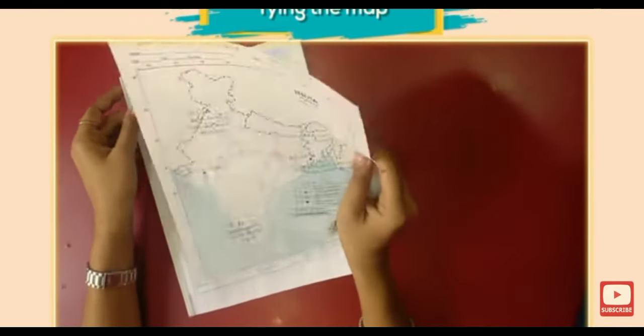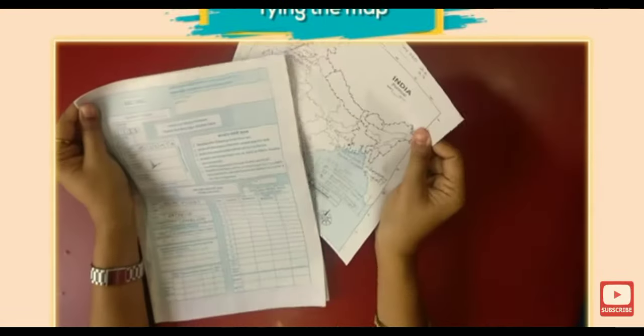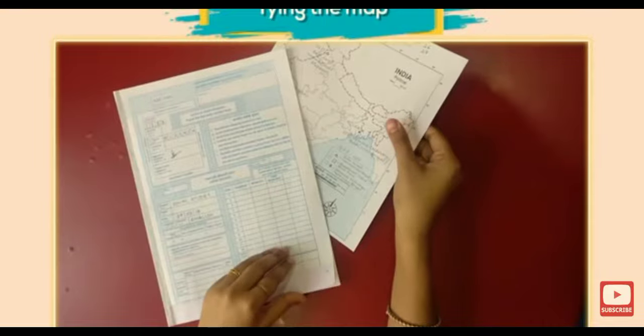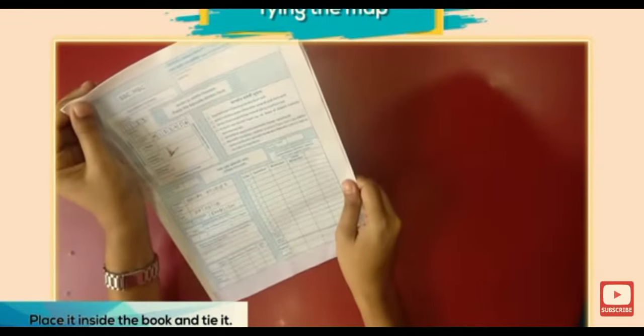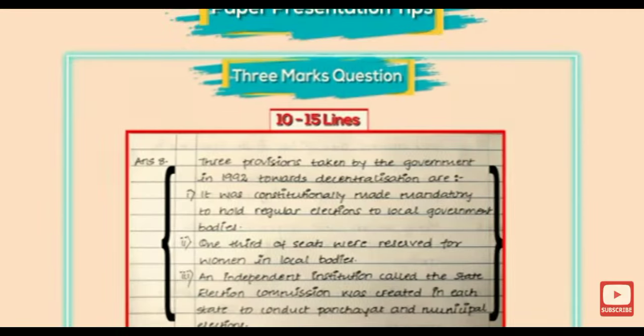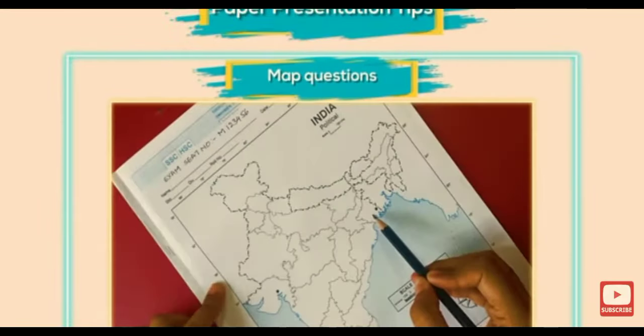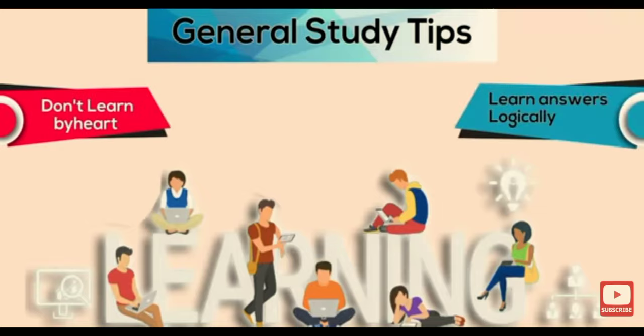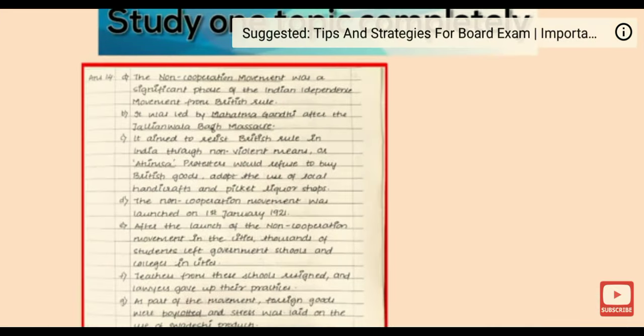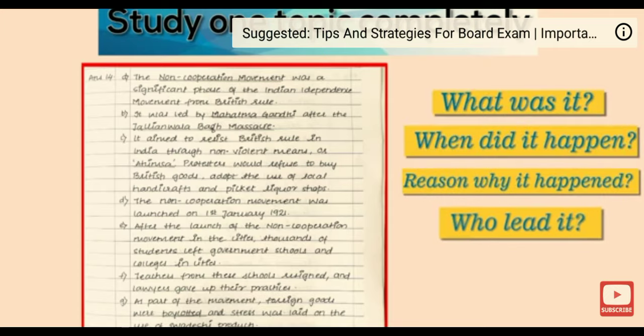Again, while tying the map, don't tie it at the end, as there is a chance of it getting torn and misplaced. Just place it inside the book and tie it. These were some paper presentation tips. Now, while studying the subject, don't just learn answers by heart. Connect it with some events and try to learn them logically. Study one topic completely in a way you could answer any question.